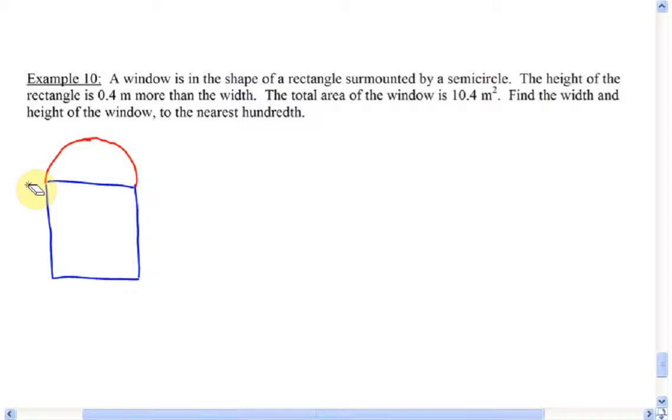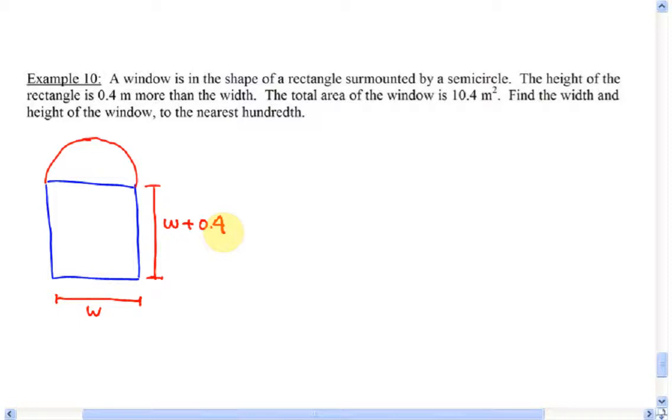All right, ladies and gentlemen, let's take a look together, please, okay? Notice here it says the height of the rectangle is 0.4 meters more than the width. So if I call this distance here the width, the height is 0.4 meters more. How would I describe that as an expression? 0.4 meters more. 0.4 plus W. Okay, so W plus 0.4 or 0.4 plus W, good, okay?